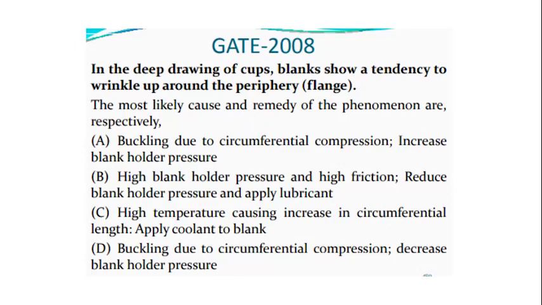Okay. So in the options, there will be one cause and one remedy. So what is the remedy? How can we reduce this defect of wrinkling? By increasing the blank holder pressure. So option A is correct. That is buckling due to circumferential compression, and increased blank holder pressure will be the remedy for this defect.